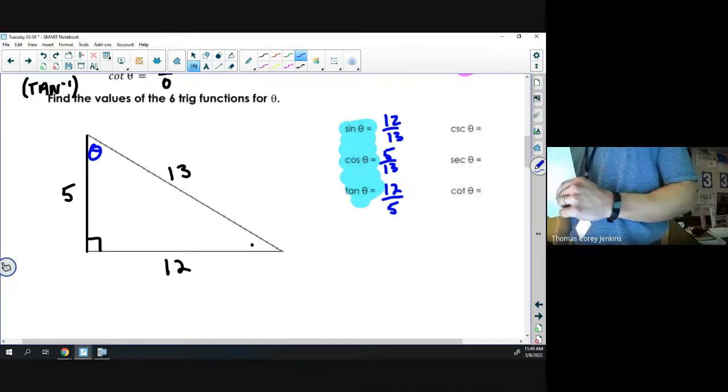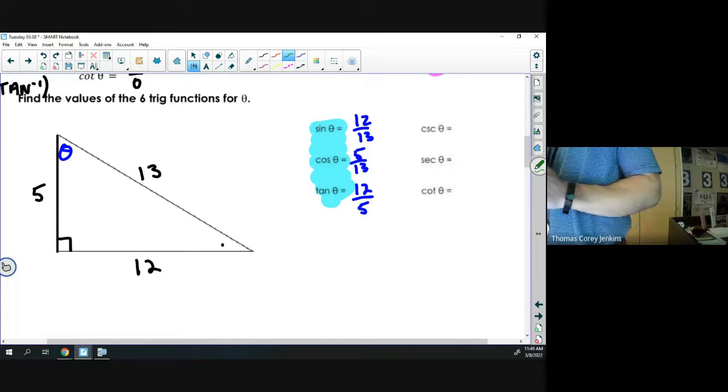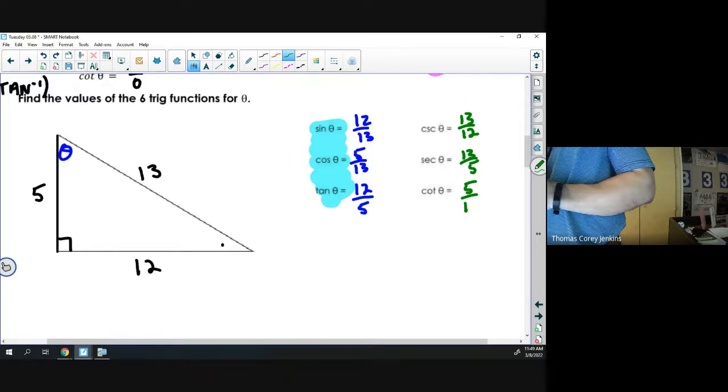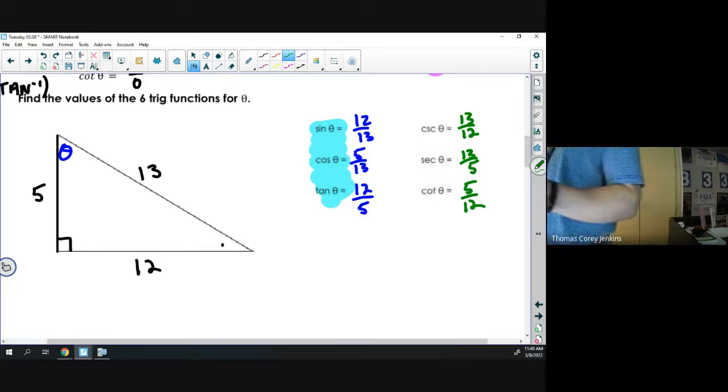Okay. Questions on those? If you can do those, you can do their inverse. Everybody good with seeing how? Good. Okay. All right. So cosecant is the inverse or the reciprocal of sine. So we just do 13 over 12, and then go down and secant we relate to cosine. So 13 over 5, and tangent is related to cotangent. So we just flip 5 over 12. All right. So, anyways, just basic stuff there. Okay. Any questions? All right.